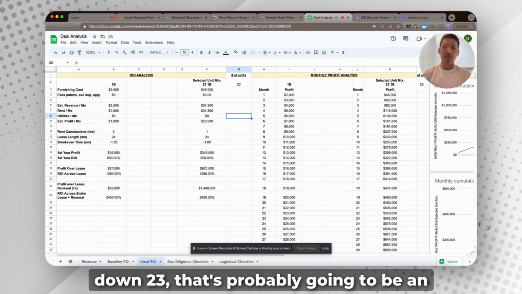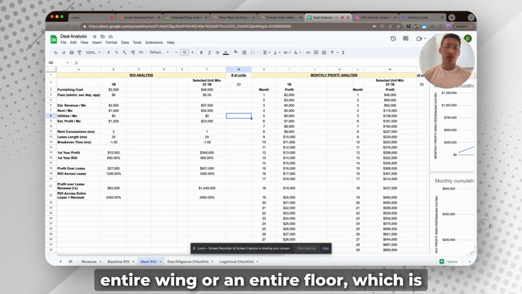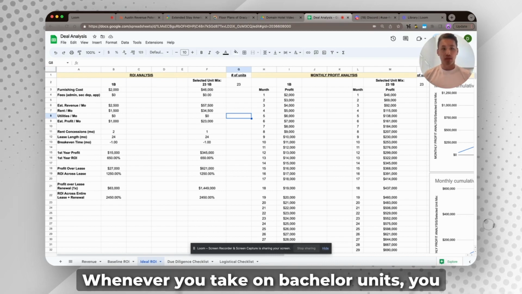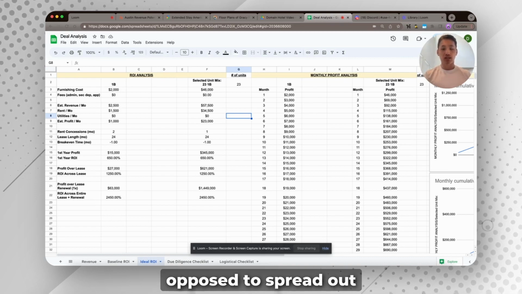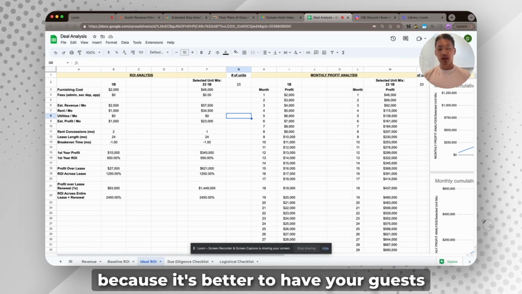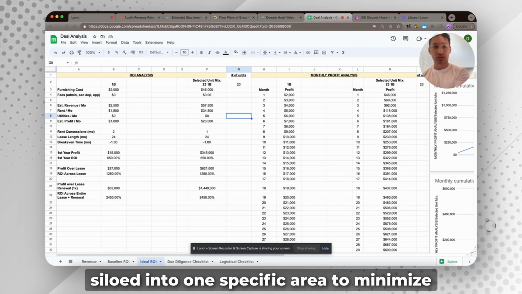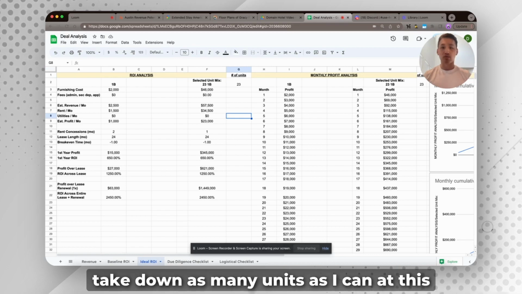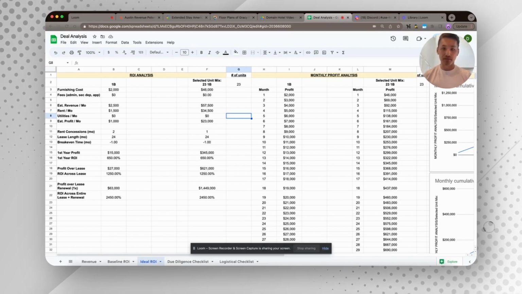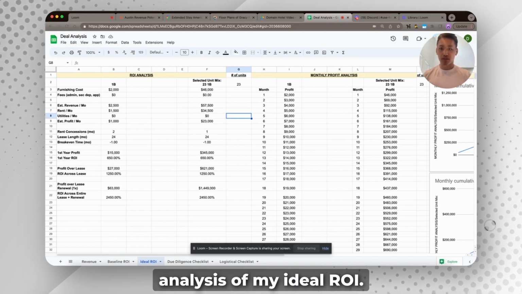If I take down 23, that's probably going to be an entire wing or an entire floor, which is pretty good as well. Whenever you take on a batch of units, you want everything siloed into one particular corner of the building, as opposed to spread out throughout the building, because it's better to have your guests siloed into one specific area to minimize interaction with the other residents. I will take down as many units as I can at this particular building. Back to the deal analysis of my ideal ROI.